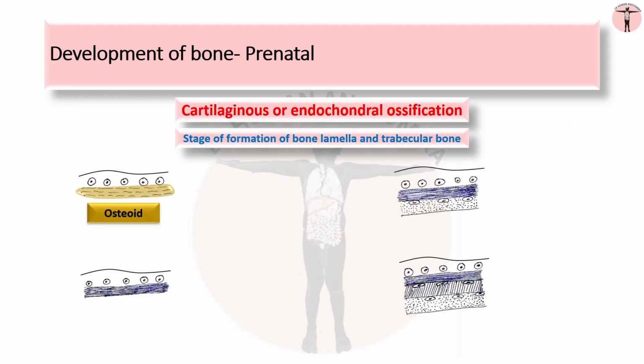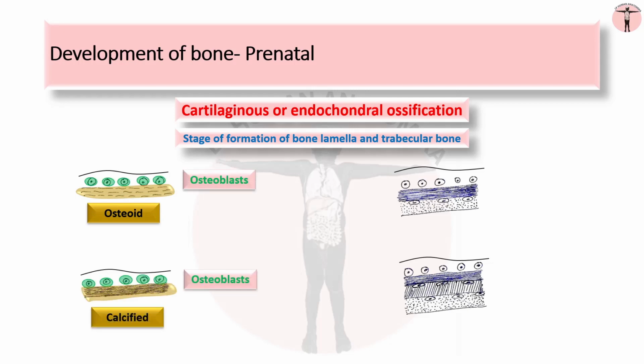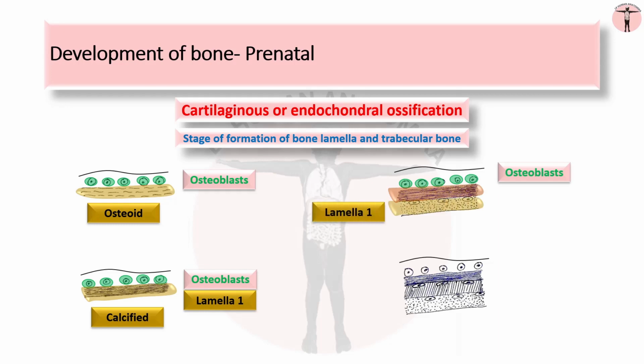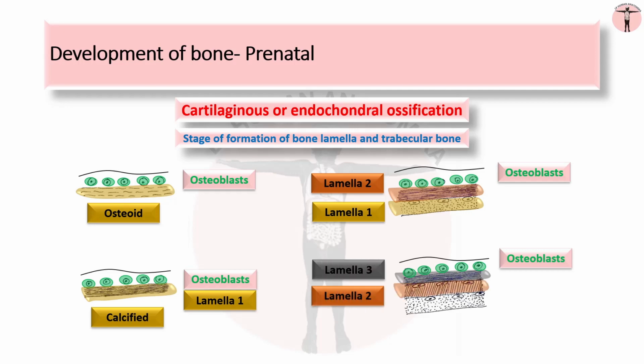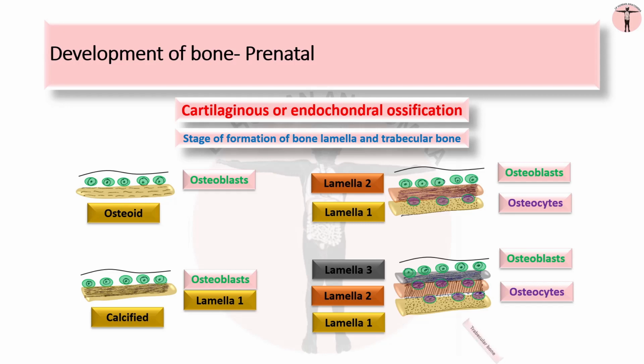Intercellular gelatinous matrix of osteoid deposited by osteoblasts gets calcified to develop the first lamella of spongy bone. Now osteoblasts lay another layer of lamella over the surface of the first one to form the second lamella. Then the osteoblasts lay another layer on the surface of the second lamella to form the third lamella, and the process goes on. Lamella 1 becomes the superficial layer now. Osteoblasts trapped in lamellae form osteocytes. The multilamellar portion is now called trabecular bone.